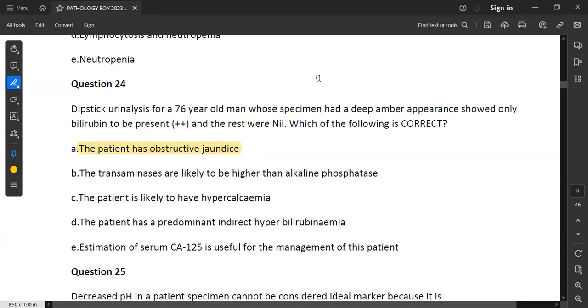So this unconjugated bilirubin is in the blood. It's carried by albumin to the liver. And in the liver, we have the conjugation into conjugated bilirubin. Then it's stored in the gallbladder as bile, and from here it's released as bile. So we have three types of jaundice: prehepatic, hepatic, and posthepatic.